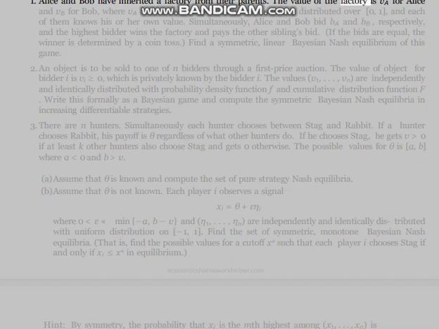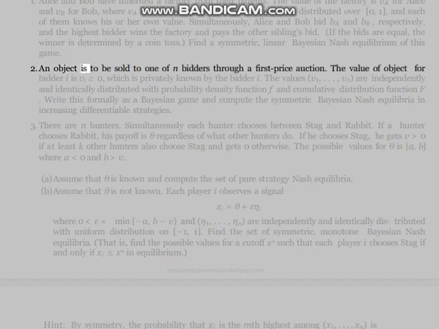1. Alice and Bob have inherited a factory from their parents. The value of the factory is VA for Alice and VB for Bob, where VA and VB are independently and uniformly distributed over [0, 1], and each of them knows his or her own value. Simultaneously, Alice and Bob bid BA and BB, respectively, and the highest bidder wins the factory and pays the other sibling's bid. If the bids are equal, the winner is determined by a coin toss. Find a symmetric, linear Bayesian Nash equilibrium of this game.